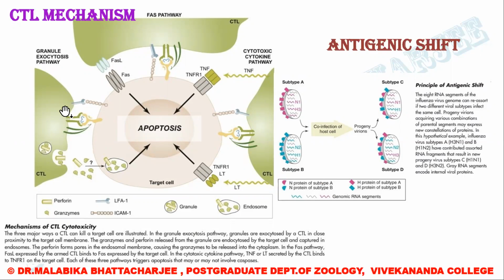In the granule exocytosis pathway, as you can see, this pathway refers to the release of the contents of the cytotoxic T lymphocyte, cytotoxic granules. Among these granules are perforin and granzyme. Now, perforin is a pore-forming protein, and granzymes are a family of serine proteases.